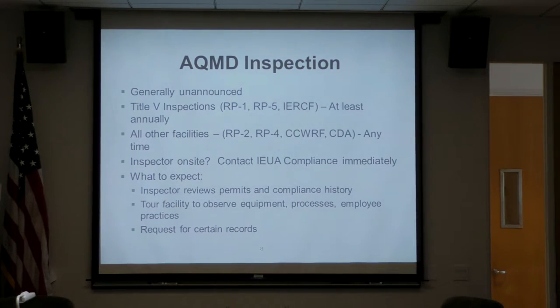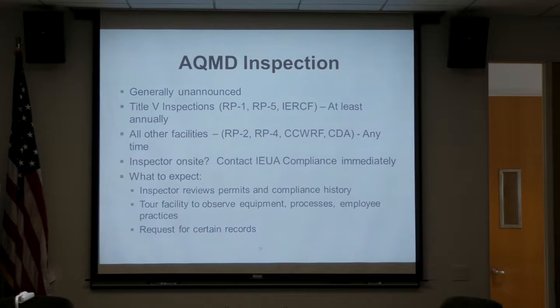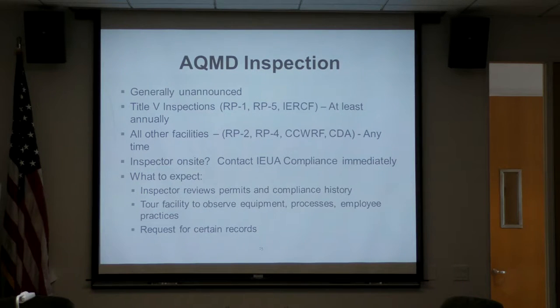So if the inspector is on site, immediately contact your supervisor and or deputy manager, and then contact compliance. Don't begin the inspection until compliance is at the facility so that we can facilitate with the inspection. And what you can expect when there is an inspection, generally the inspector will basically review our permits. They'll have certain record-keeping records they want to request for and equipments they want to look at. And they also want to discuss about our compliance history.